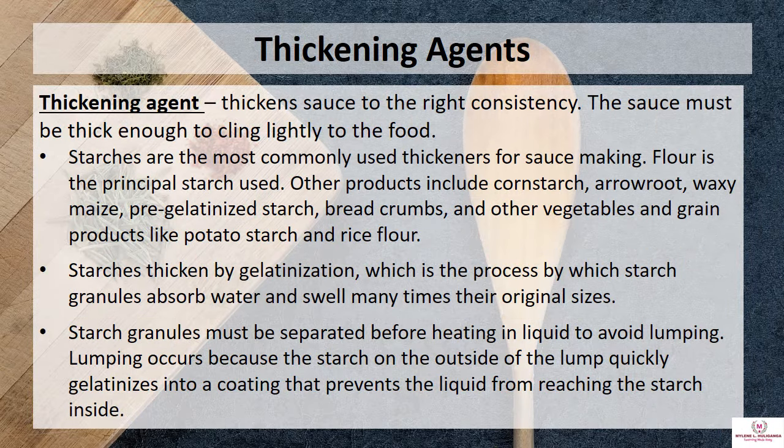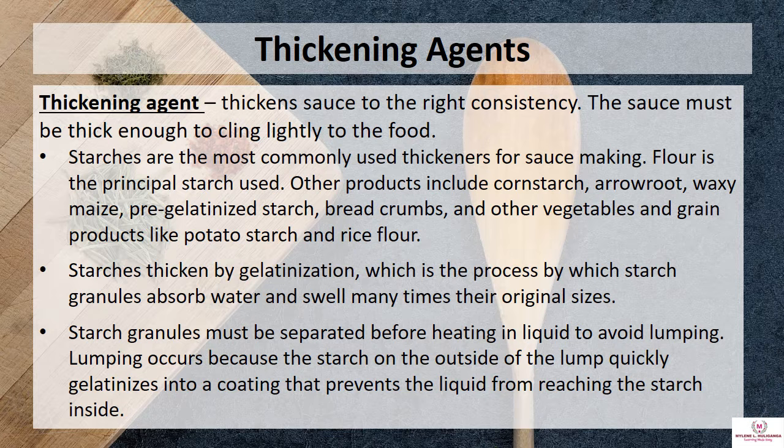Thickening agents. Thickening agents thicken sauce to the right consistency. The sauce must be thick enough to cling lightly to the food. Starches are the most commonly used thickeners for sauce making. Flour is the principal starch used. Other products include cornstarch, arrowroot, waxy maize, pre-gelatinized starch, breadcrumbs, and other vegetables and grain products like potato starch and rice flour.